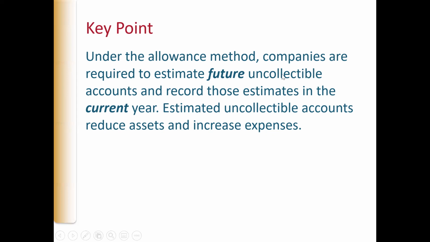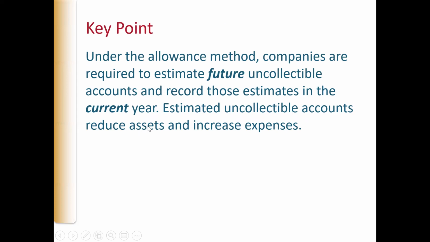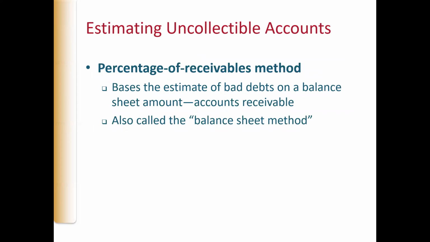So under the allowance method, companies are required to estimate future uncollectible accounts and record those estimates in the current year. Estimated uncollectible accounts will reduce our assets and increase our expense. One of the most common ways to figure it is the percentage of receivables method. We base the estimate of bad debt expense on what we call the balance sheet approach. What are our accounts receivable?